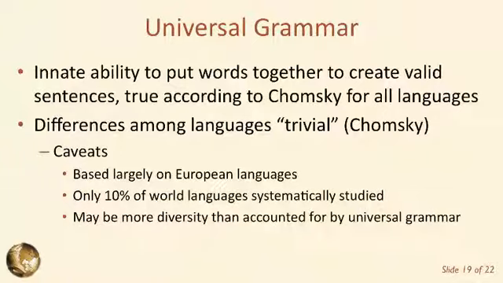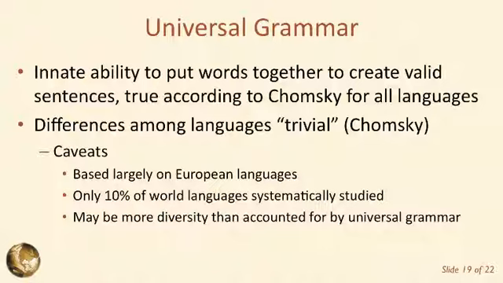So, according to Chomsky, we have this innate ability to put words together to create valid sentences for any given language. This interesting description by Chomsky of the difference among languages is trivial. Well, if you start to learn a language like Russian or Arabic or Chinese as a native English speaker, you might not think that those differences are trivial.